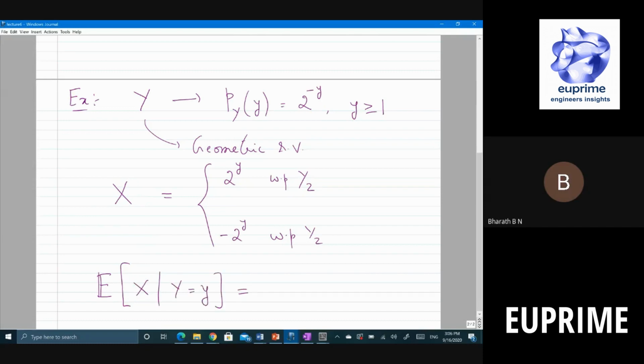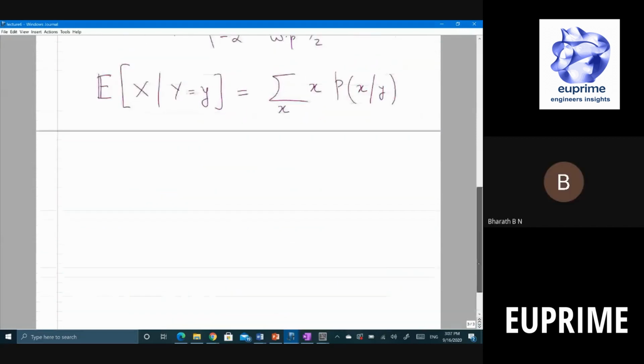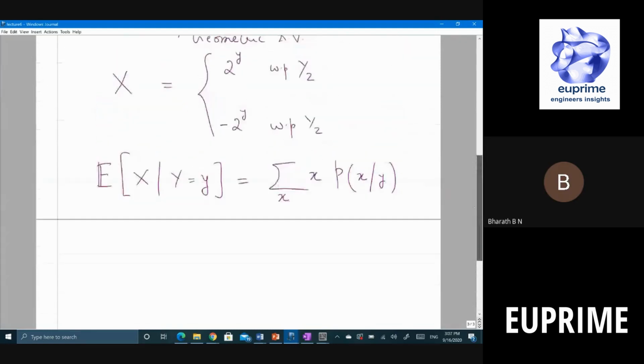What is the answer? Well, it's easy, right? So it's summation over all x of x times p of x given y. Sorry, x given y. X given y is your definition. Is that correct? Is this clear? Yes, sir. Okay. So let's compute this. Can somebody guess what is the answer?